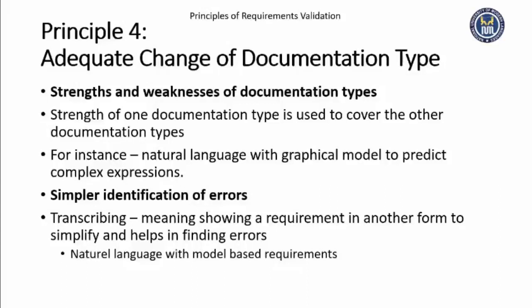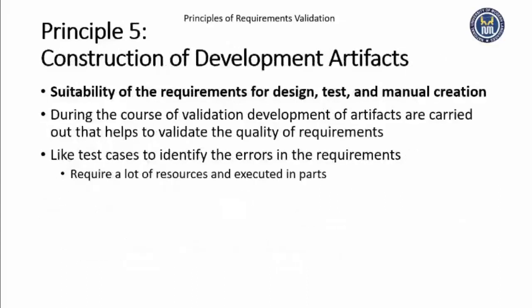Let's move on to the fifth principle, which is construction of development artifacts. If you have any artifacts that you have developed for the project, which can be software or a prototype, they test the suitability of the requirements for design, test, and manual creation. During the course of validation, development artifacts are created that help to validate the quality of requirements, like test cases to identify the errors in the requirements. They require a lot of resources and are executed in parts.